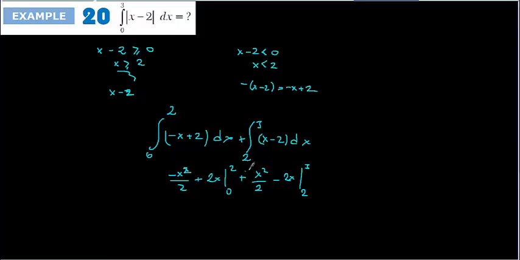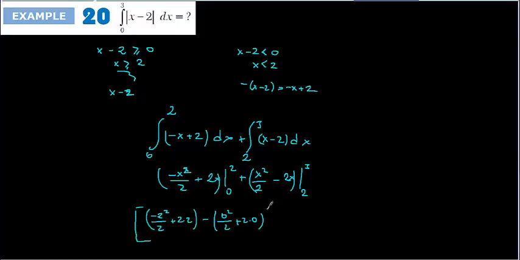Okay, here we may separate like this. First we are going to start with 2, so the answer here is going to be minus 2 squared over 2 plus 2 times 2, I'm rewriting this part again: minus 2 squared over 2 plus 2 times 2, minus 0 squared over 2 plus 2 times 0. This is the first integral result.